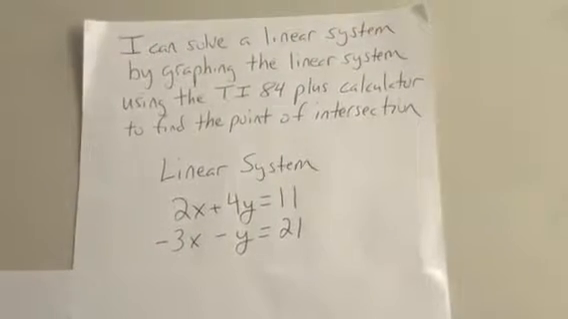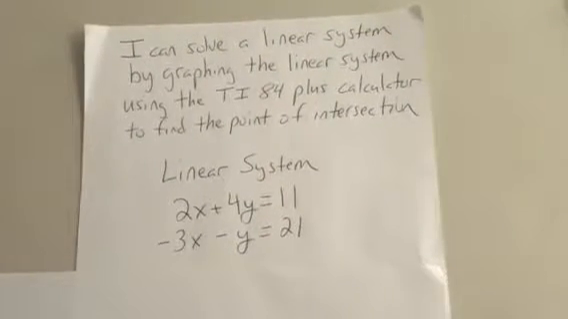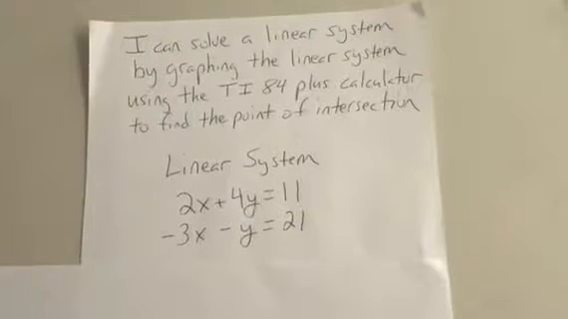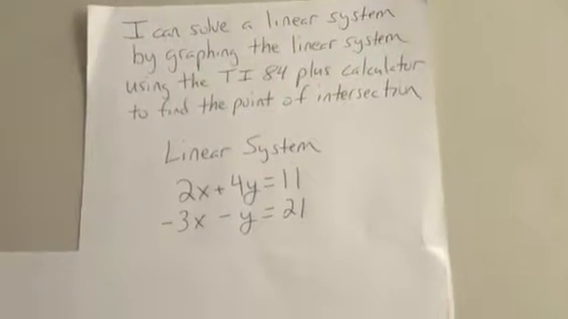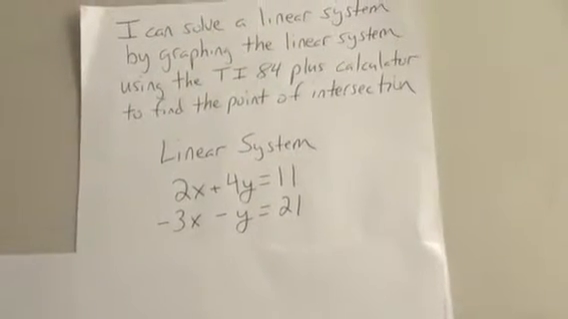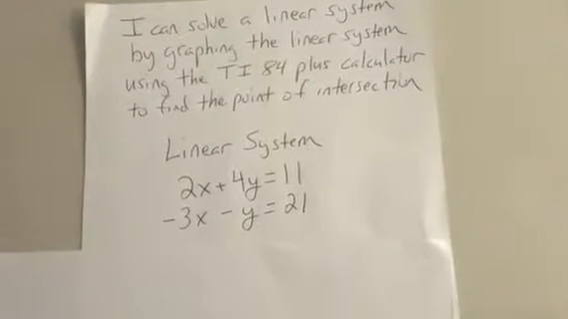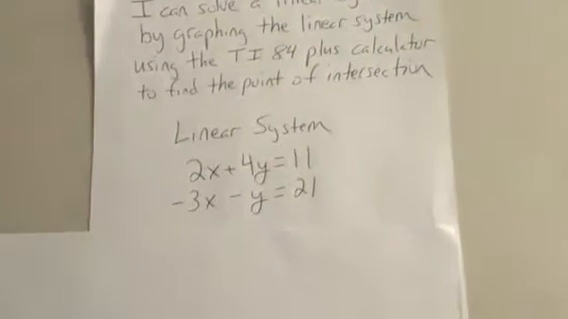I can solve a linear system by graphing the linear system using the TI-84 Plus calculator to find the point of intersection. This is my linear system, 2x plus 4y equals 11, and negative 3x minus y equals 21.